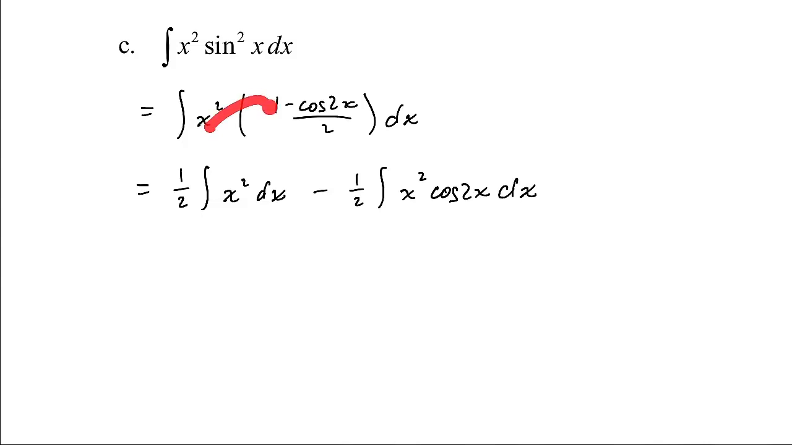Right, so distributing that will be an x squared minus cosine 2x times x squared. Right, so x squared minus x squared cosine 2x, all of it over 2, so over 2 over 2. So I have everything I need. I can do the antiderivative of x squared pretty easily, right? It's just x cubed over 3.